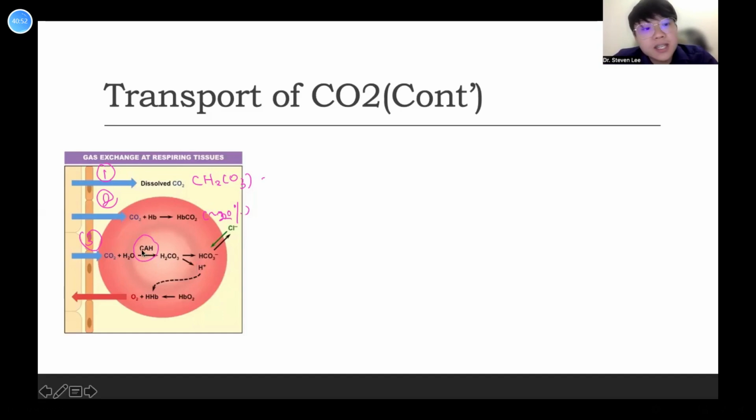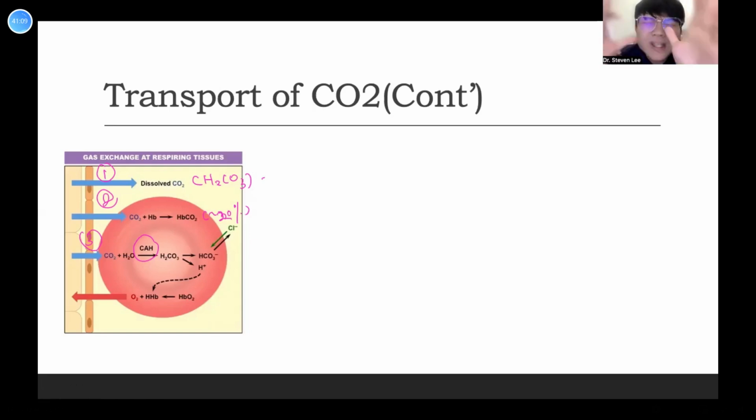Carbonic anhydrase, CAH. This enzyme is called carbonic anhydrase. Later I will show you how it spells. Carbonic anhydrase. So this enzyme is not found in the blood plasma. This is not a formula, this is just a short form. Enzyme has no formula. CAH, carbonic anhydrase. Okay? So this enzyme is not found in the blood plasma. So this shows you very nicely.